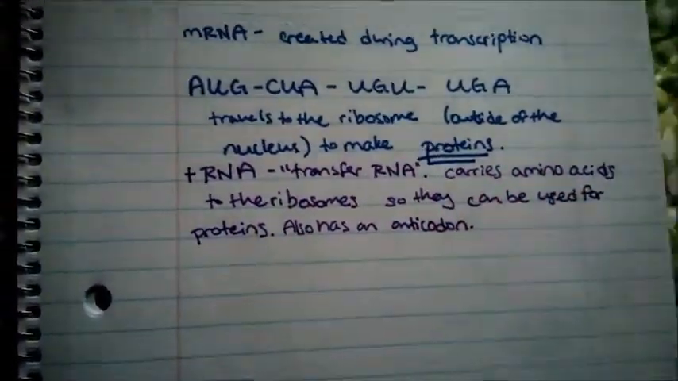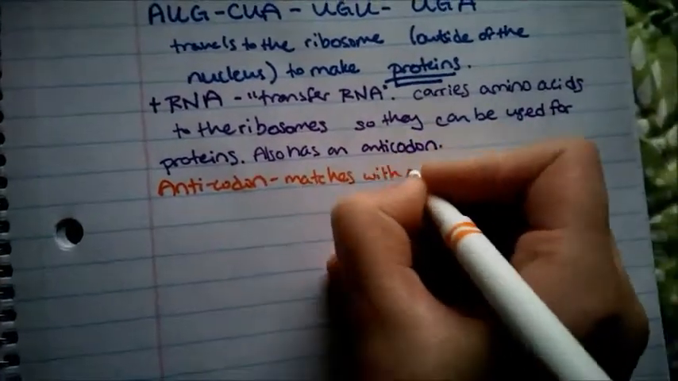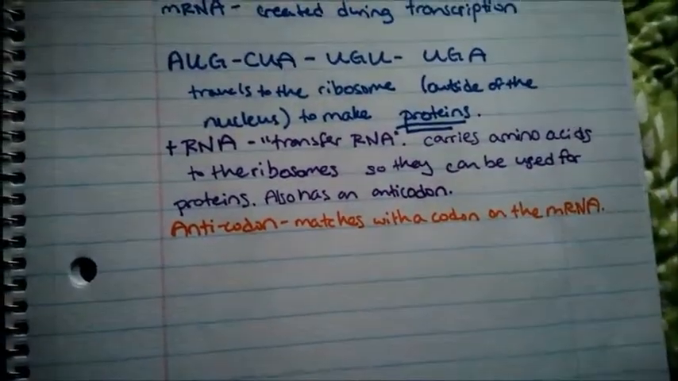It also has an anticodon. An anticodon is the complement to the codon that will be on the mRNA. So here's what it'll look like. We're going to have our mRNA, which I'm drawing for you now. See, those are all the different codons popping up there.